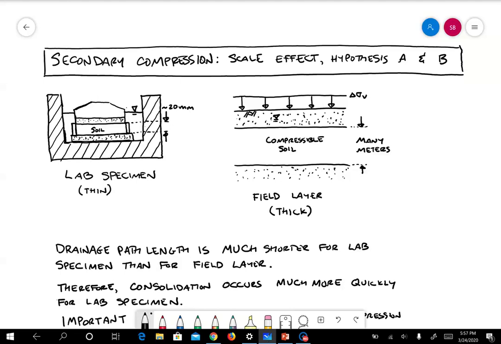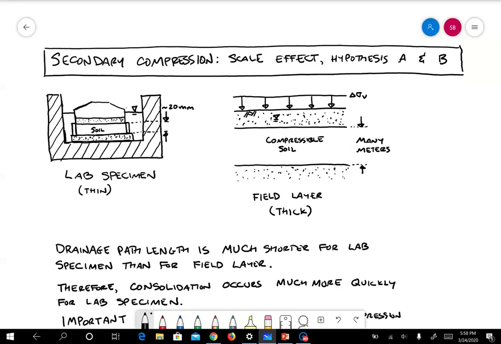Then we go to the field, and real soil layers vary by a lot. You could have really thick clay layers, like marine clay layers in the Gulf of Mexico, which could be tens of meters thick, maybe even more than that. Maybe you could have a few meters in some fluvial environments, but anyway, we're dealing with something that's much, much thicker than the 20 millimeter thick laboratory specimen.